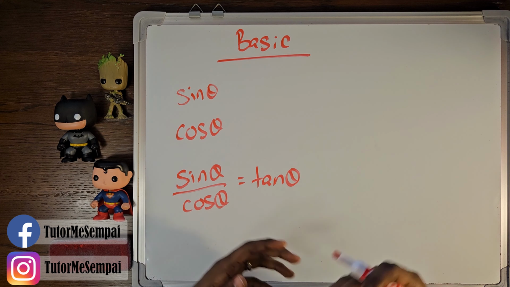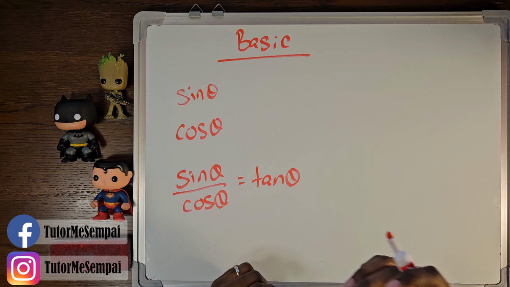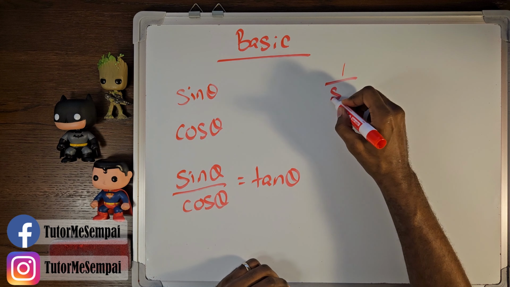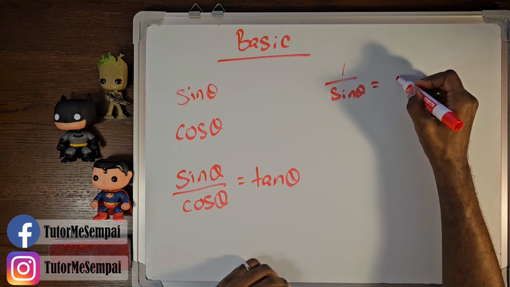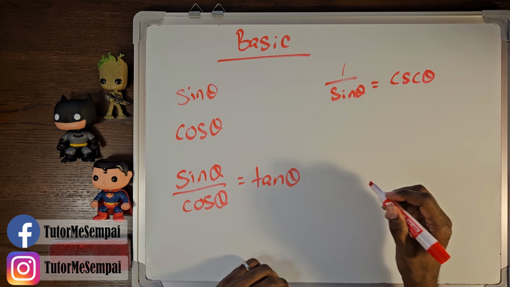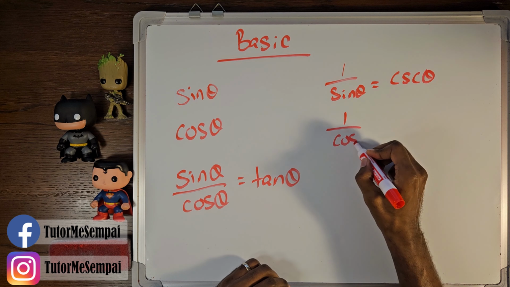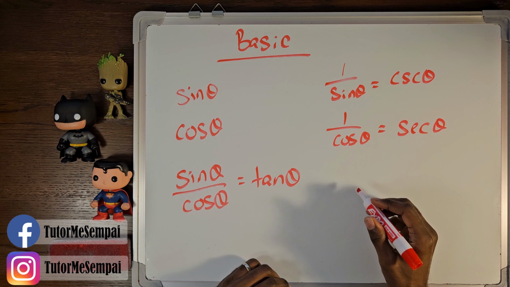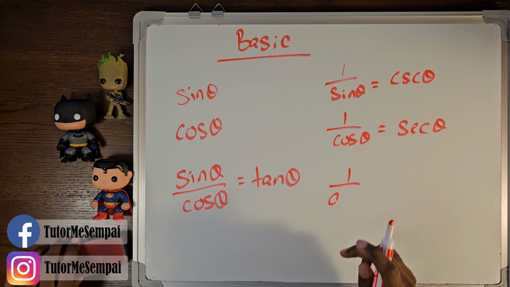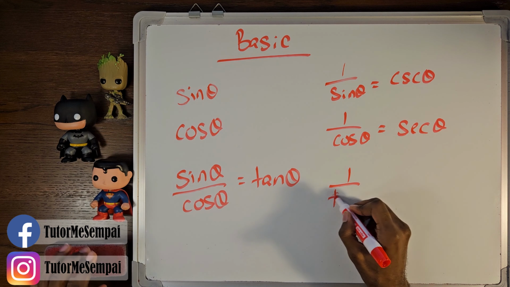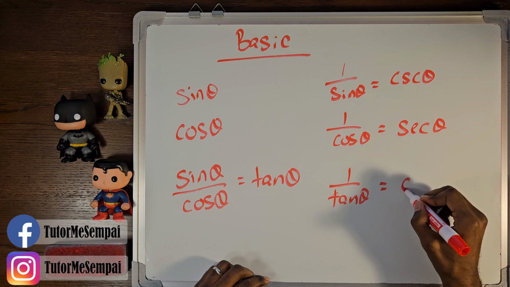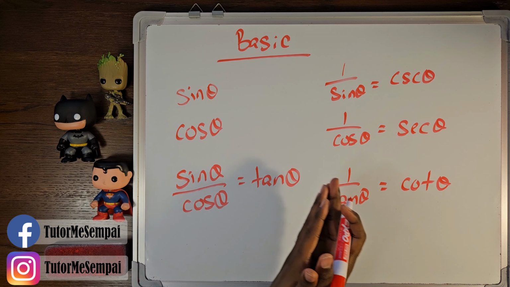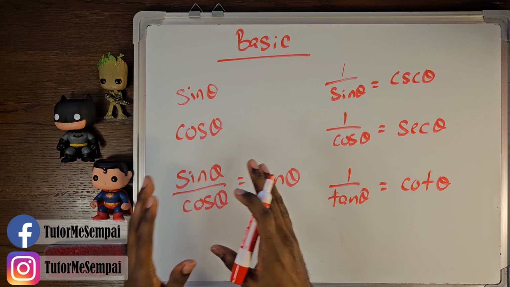Now we also know that if you find some reciprocals, if you go a little step further, you can get some more identities. Now we know that 1 over sine is going to be our cosecant of theta. And we know that 1 over cosine is going to be our secant of theta. And we also know that 1 over tangent is going to be our cotangent of theta. These are some more basic identities that we get from finding reciprocals of our earlier trig functions.